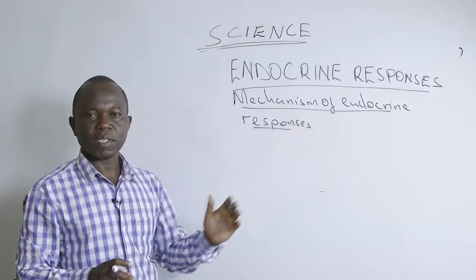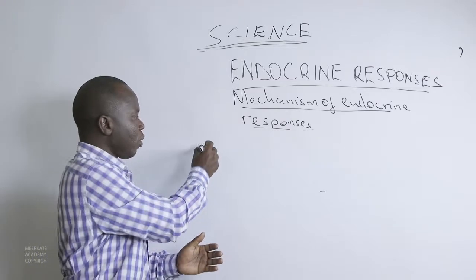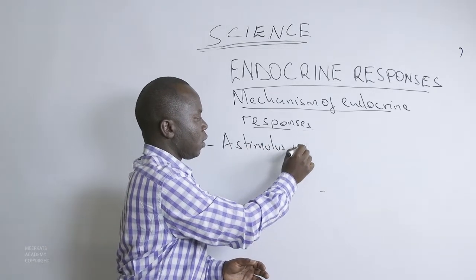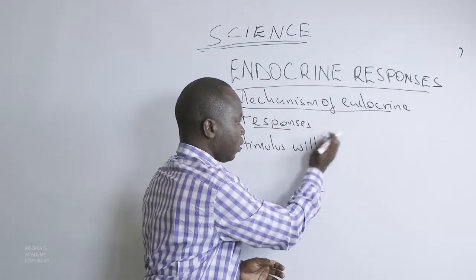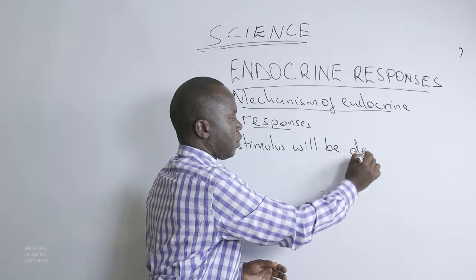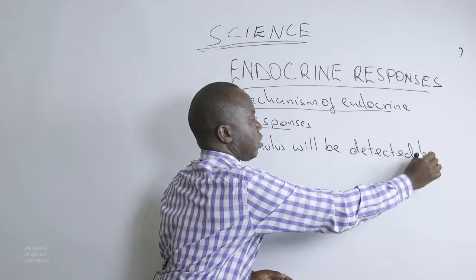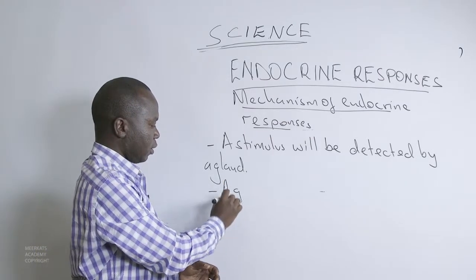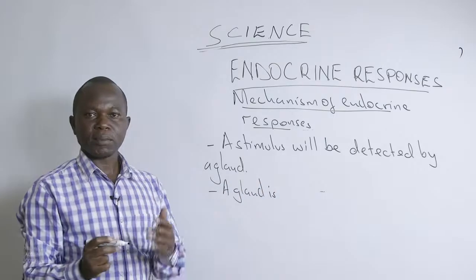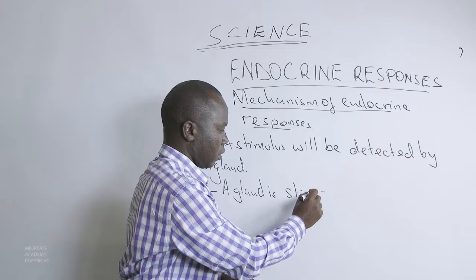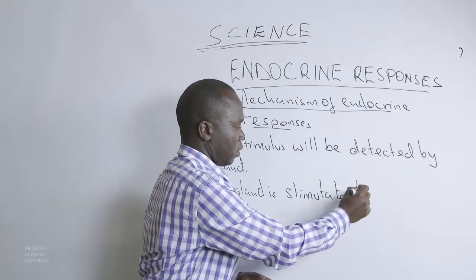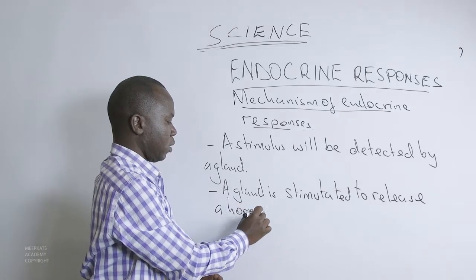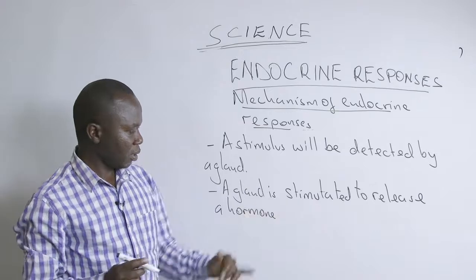So mechanism of endocrine response is very simple. We must have a stimulus. So what we are saying is this: a stimulus will be detected by a gland, and then a gland is stimulated. Gland is stimulated to release a hormone.